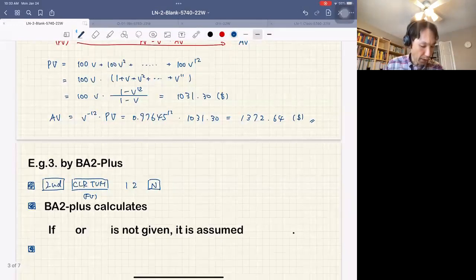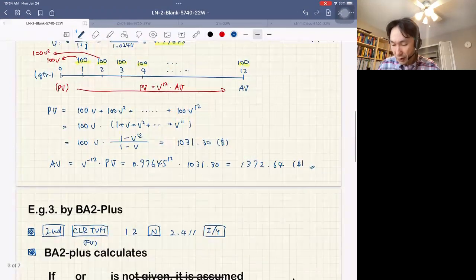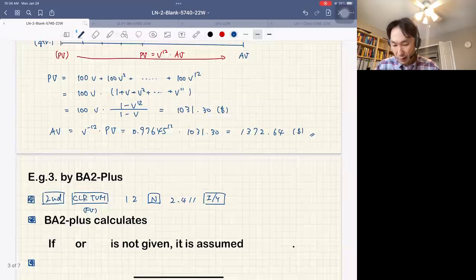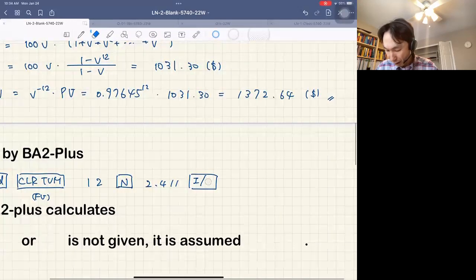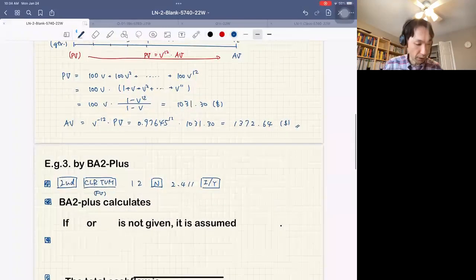Then push the button N. N is in the third row, the first column. Then after that, 2.411. So this is the interest rate. I over Y is usually used for the annual interest rate, but now that we are using the quarter as a time unit, we just ignore this Y and the interest rate is 2.411.